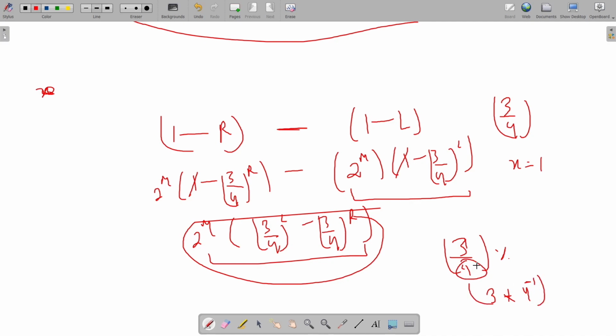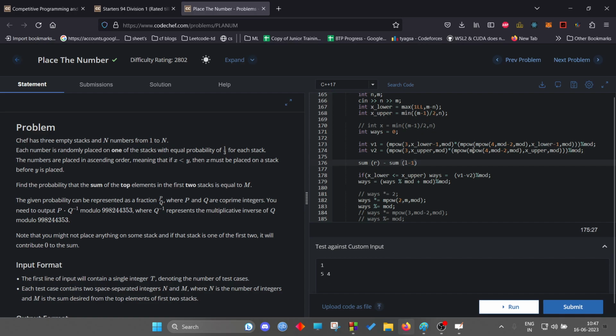And I hope you know how to calculate this. This will be like 4 to the power (mod minus 2). This is called the modulo inverse of 4. And then you have to take the mod. So this is what I'm doing. I'm calculating the modulo inverse of 4, then I'm raising it to the power of x upper. And this is the sum of L minus 1.